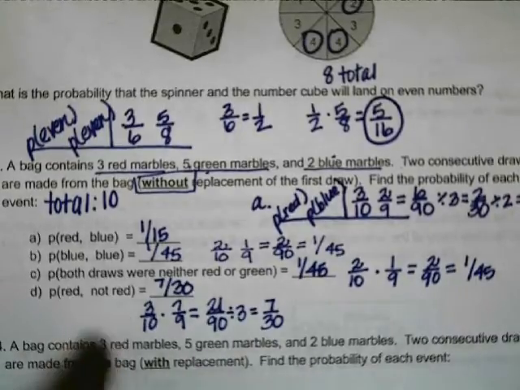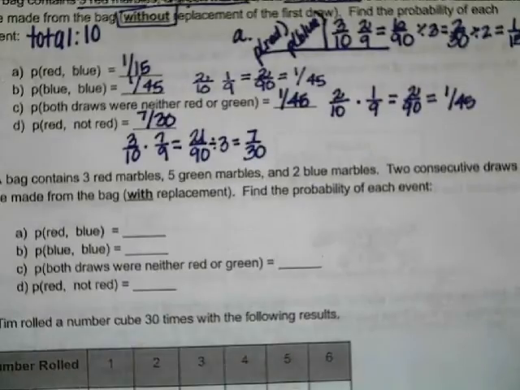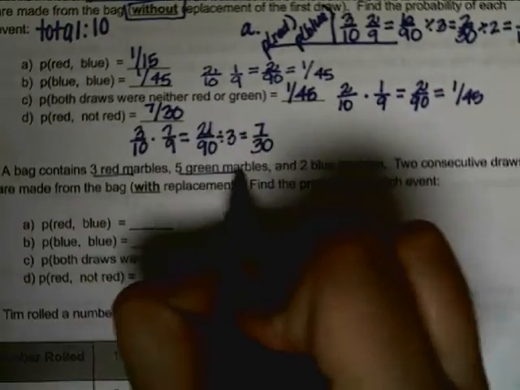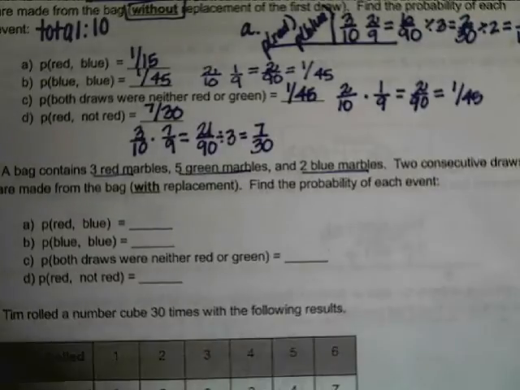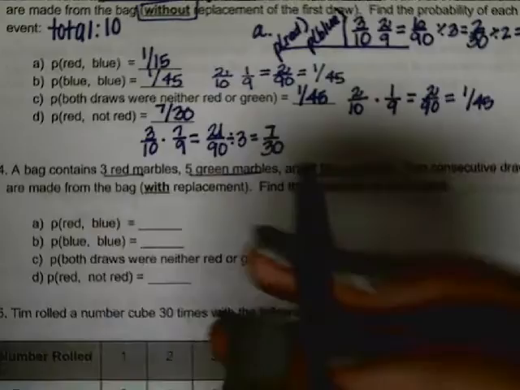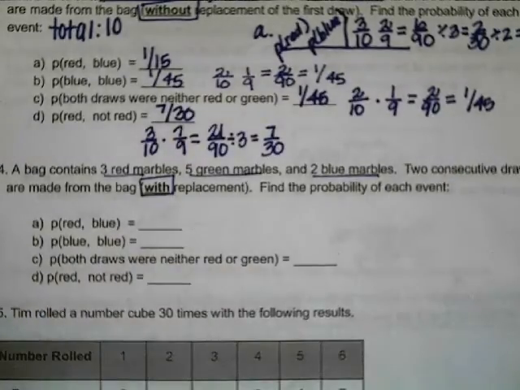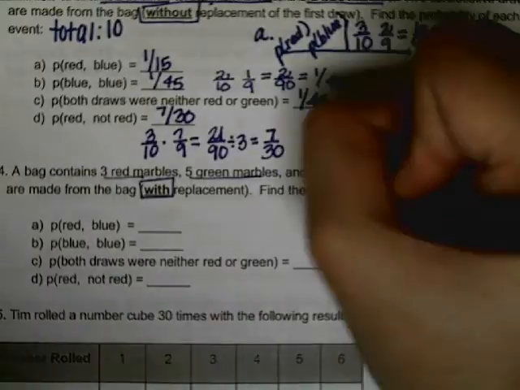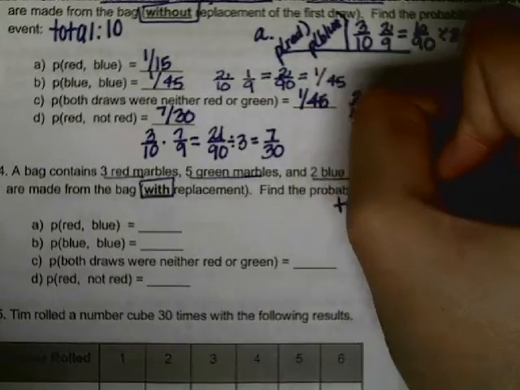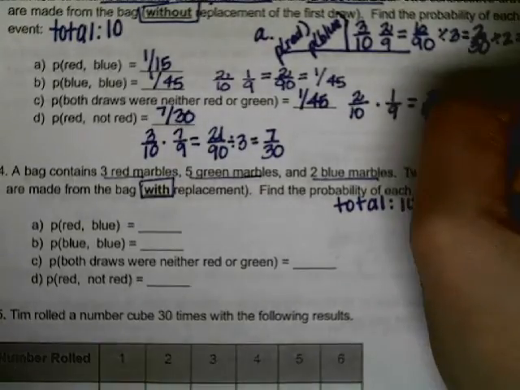Question 14. A bag contains 3 red marbles, 5 green, and 2 blue. 2 consecutive draws are made from the bag with replacement, meaning every time I choose a marble, I put it back. So my total marble count stays the same. Find the probabilities for each event. I have a total of 10 marbles.